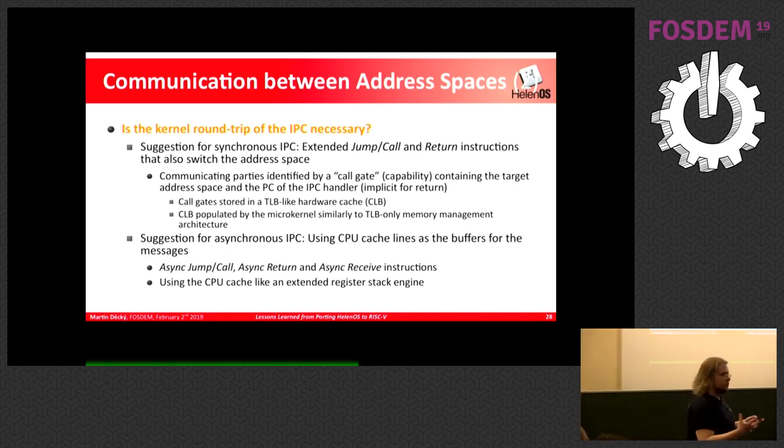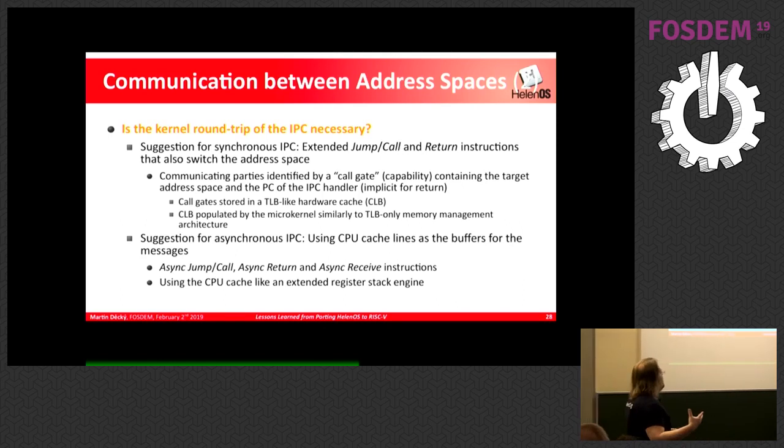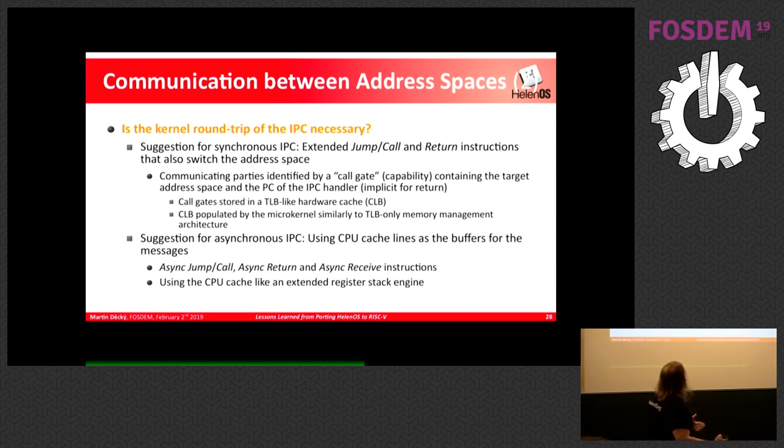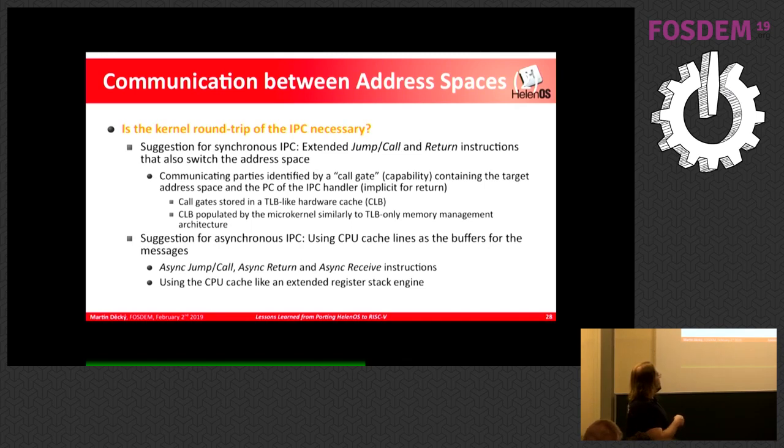I mean, why not design extended jump or call instructions, and of course also return instructions, that would also do the address space switch. So imagine something like a call gate, which would be basically like a calling capability that would identify the target address space and the target program counter of the server IPC handler. And this could be implemented on the hardware level, for example, like a cache, something like a TLB-structured cache, which will be populated by the microkernel.